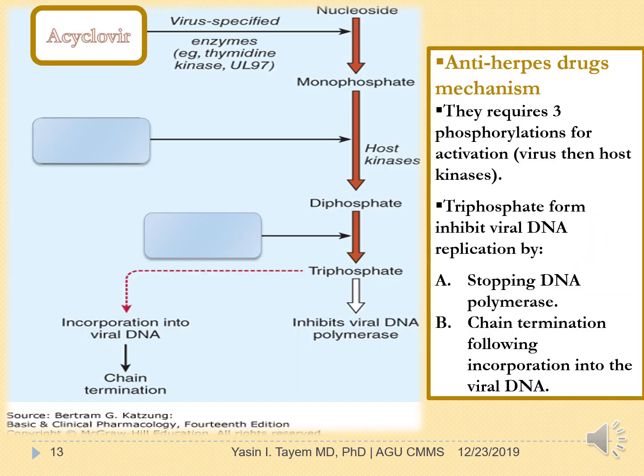What is the mechanism of action of anti-herpes drugs? These drugs require 3 phosphorylations for activation. The first one is by the virus enzymes and the rest are by host enzymes. The triphosphate form of the drug inhibits viral DNA replication by 2 mechanisms. First, stopping DNA polymerase, and second, incorporation into the DNA of the virus, causing chain termination.